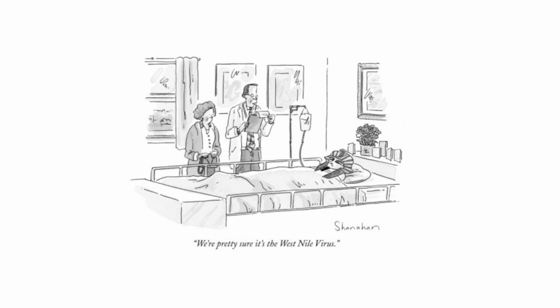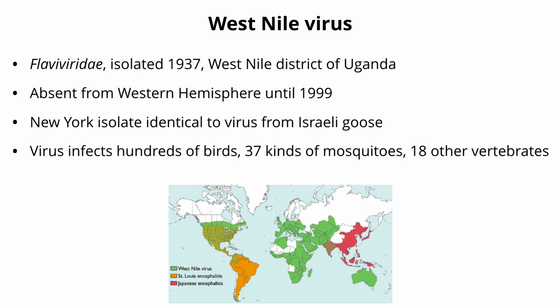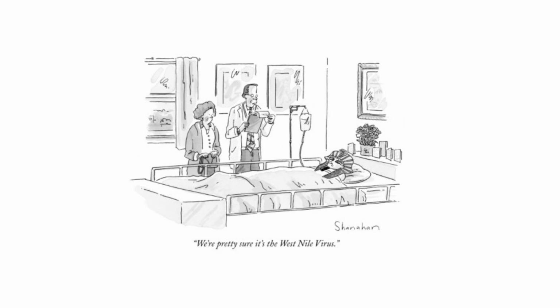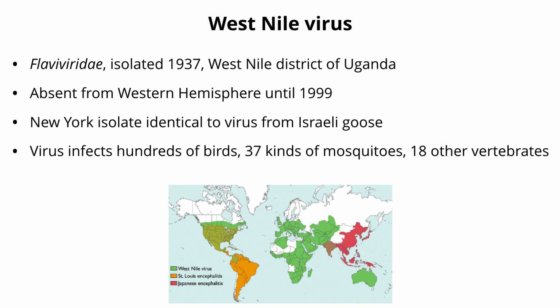Okay, the last virus is West Nile virus, which causes an illness to make you look like a pharaoh. Not really. Isolated in 1947 in Uganda, same place where Zika virus, same family of viruses, was from, it was not in the Western Hemisphere until 1999. It came to New York in August 1999, and from there has spread throughout the Western Hemisphere. Now it's in North and South America, as well as in other countries where it was previously. Important thing here, it infects hundreds of birds and many different kinds of mosquitoes and other vertebrates. So there's a big reservoir for this virus besides humans.